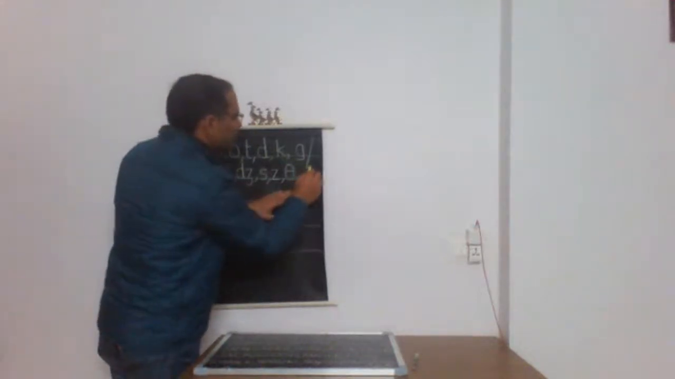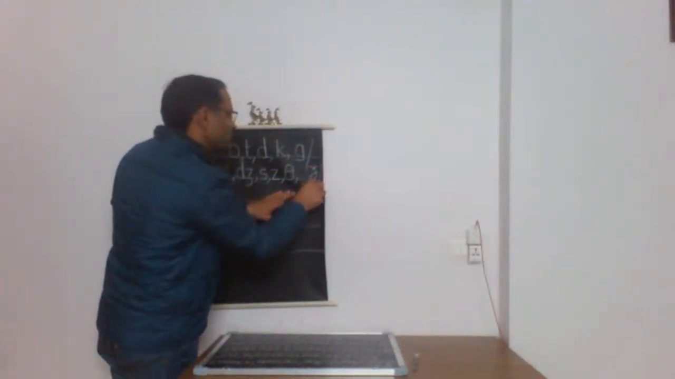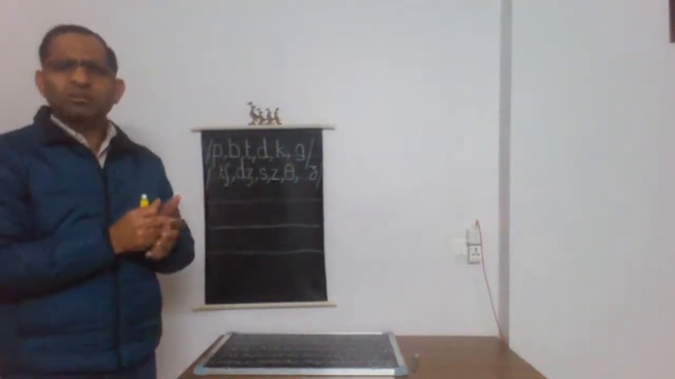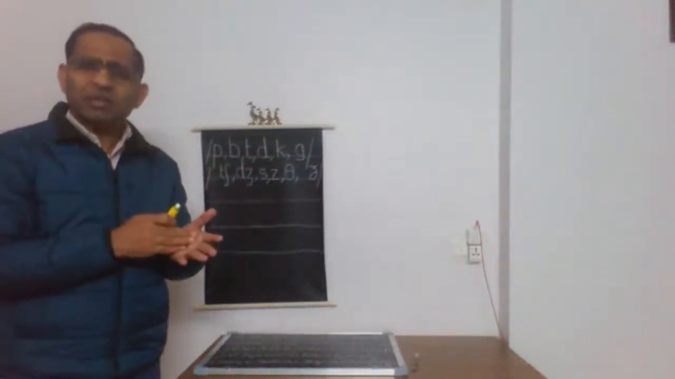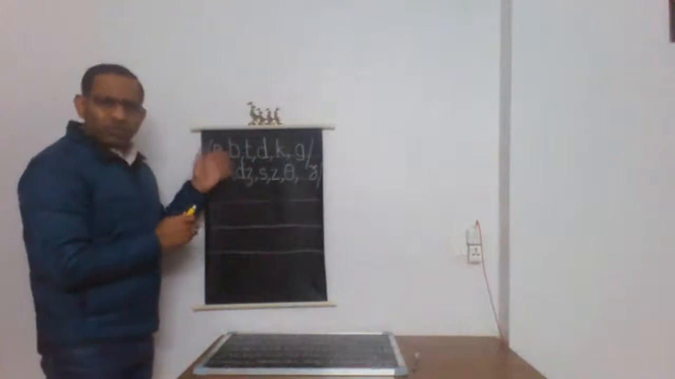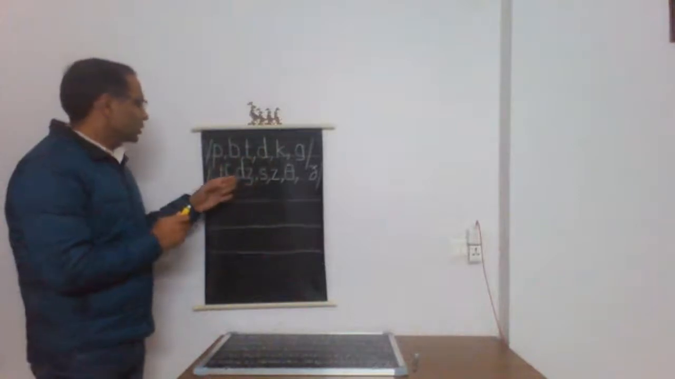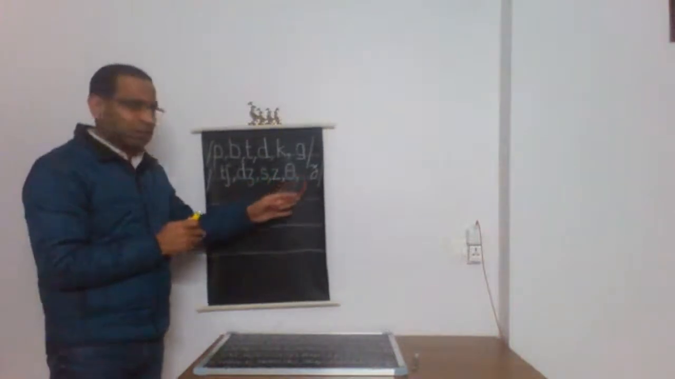Th, and then the. This is the symbol for the sound. Again, the English the sound, it is the. This sound is different from the Hindi the sound. So now we have these consonant sounds written here: pa, ba, ta, da, ka, ga, ja, sa, za, th, the.